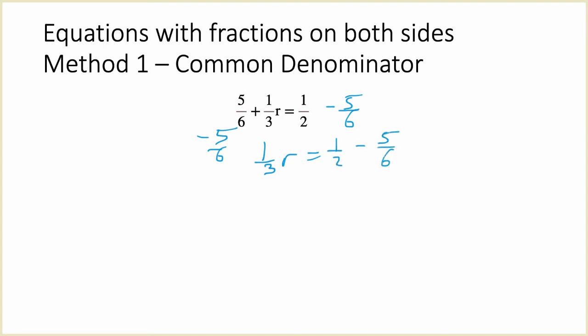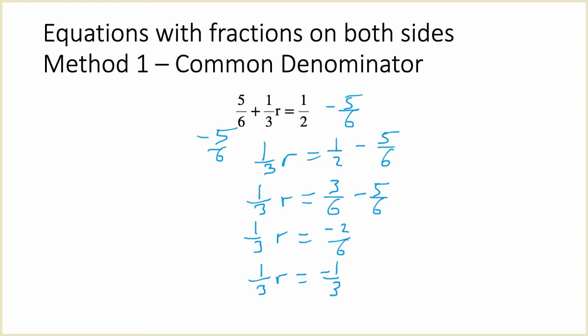I want to combine these two, so I need to get a common denominator. And the common denominator between 6 and 2 is 6. To make 1/2 to be something over 6, we multiply top and bottom, numerator and denominator, by 3, and we get 3/6 minus 5/6. And we have 1/3 r equals -2/6. And to make this easy on myself, I'm just going to simplify it right away. So now we have 1/3 r equals -1/3.